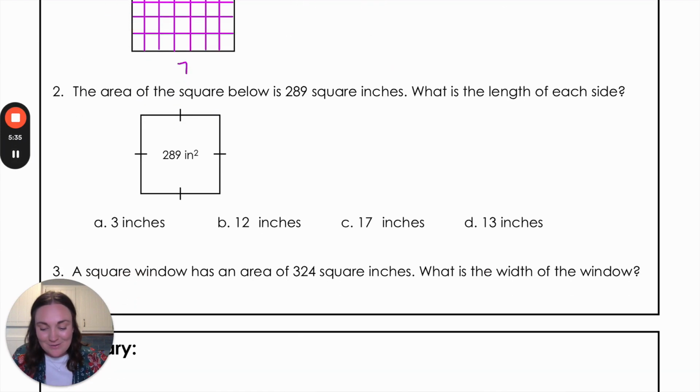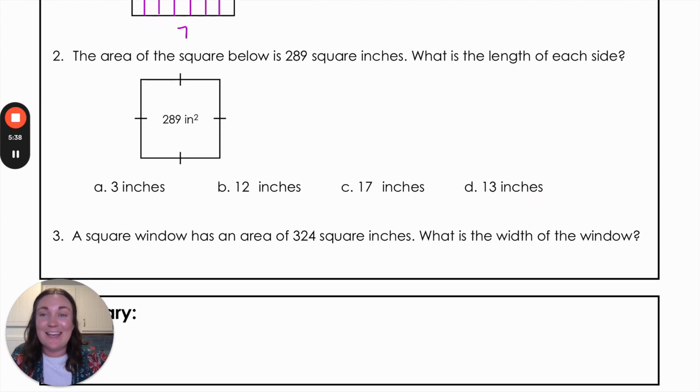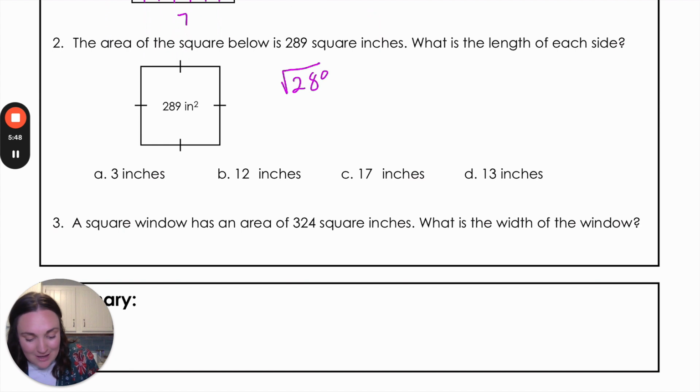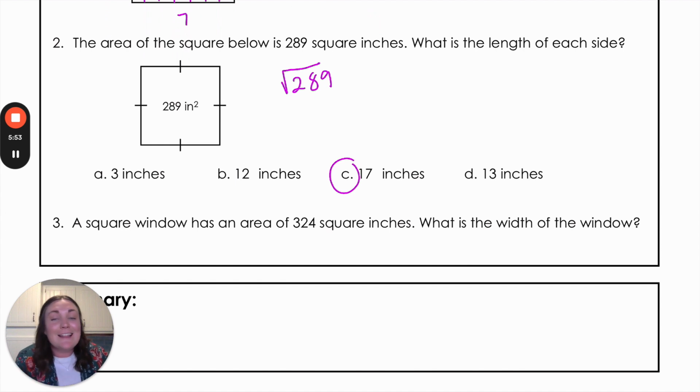And our last question, or I guess second to last question for the day, the area of the square below is 289 square inches. What is the length of each side? So again, they're giving you the area. They want one side length. We know that we need to take the square root of 289 for this one, and the square root of 289 is 17.